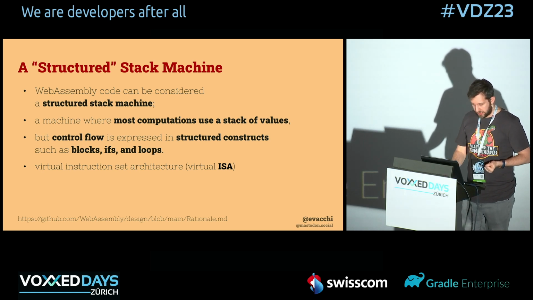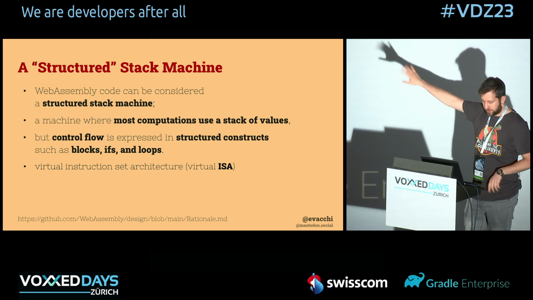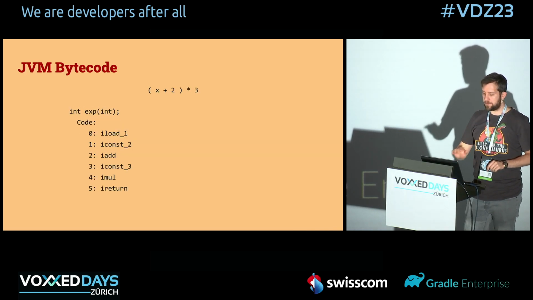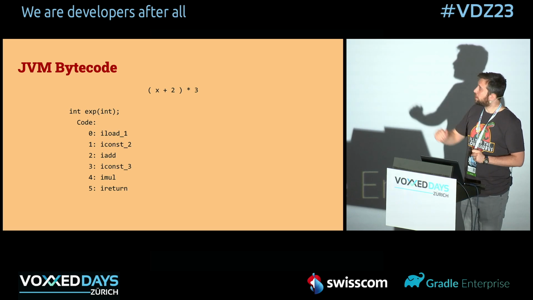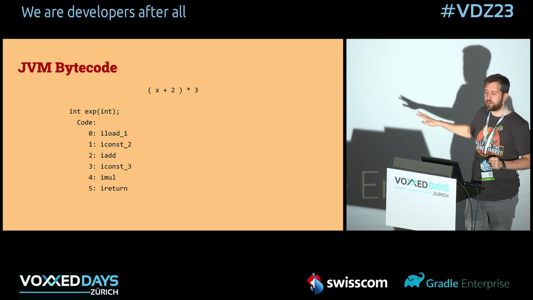Yeah, this is a duplicate slide, because now we're going to see these examples. An example of JVM bytecode. Don't be scared if you never saw that.